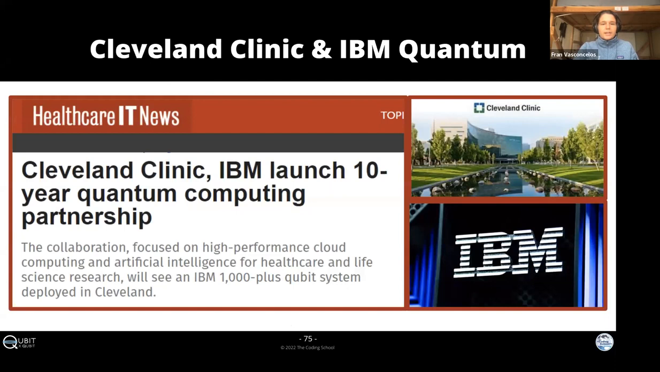And then in the healthcare space, there's of course a lot of interest in quantum computers for drug development. One recent example is the Cleveland Clinic has partnered with IBM Quantum to see how they can leverage quantum computing and artificial intelligence for kind of healthcare and life science research. But this is just, again, one example out of the many healthcare companies looking into quantum computing.